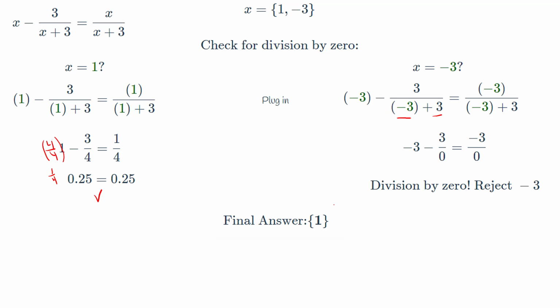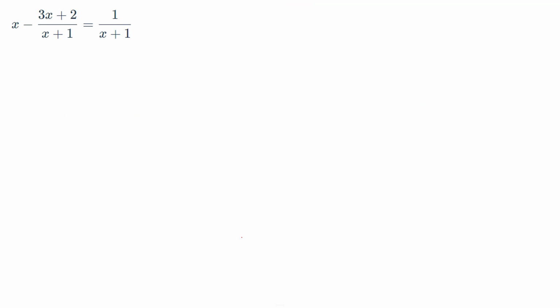So when you do these problems, if you come up with two answers, that's fine. You just need to check to see if they both work or just one of the answers works. So our final answer would simply be 1 for this equation. Let's do another example. Up at the top left corner, we have (x minus 3x plus 2) over (x plus 1) equals 1 over (x plus 1).